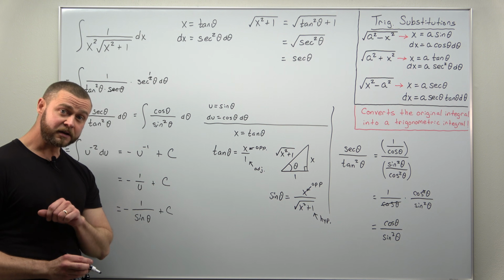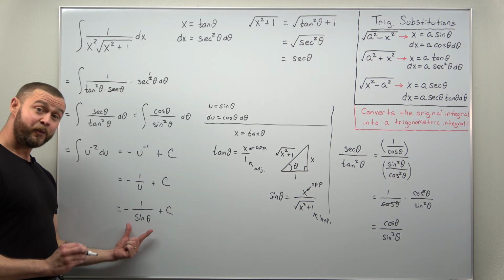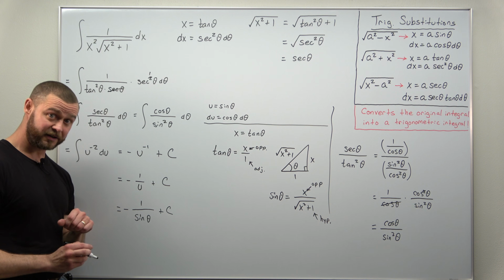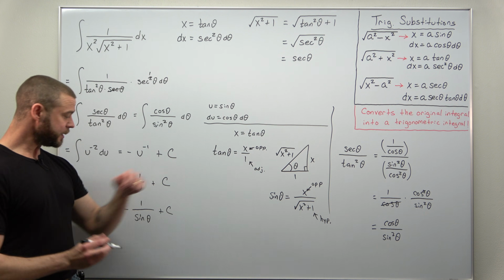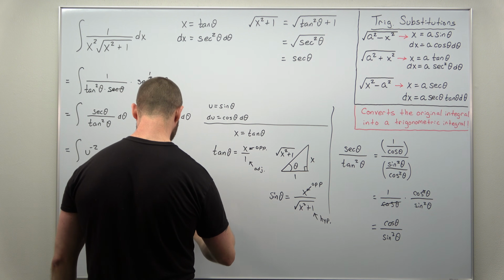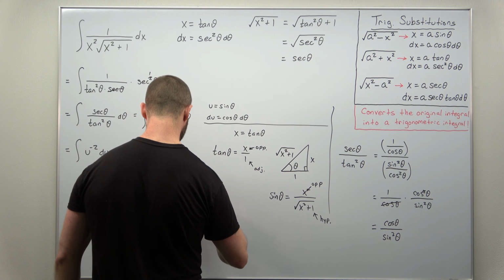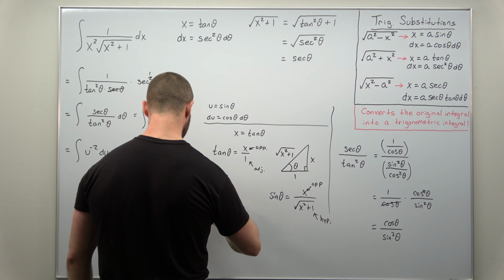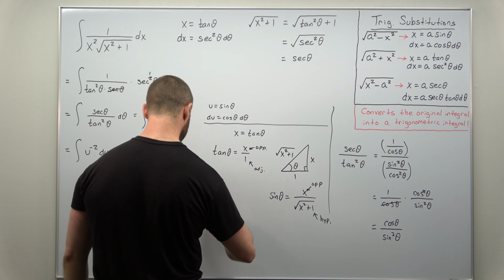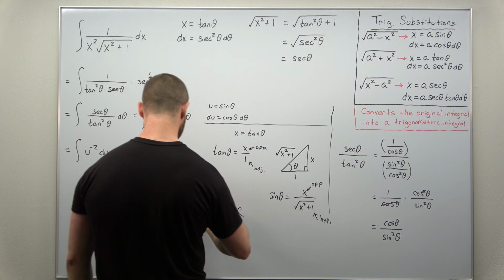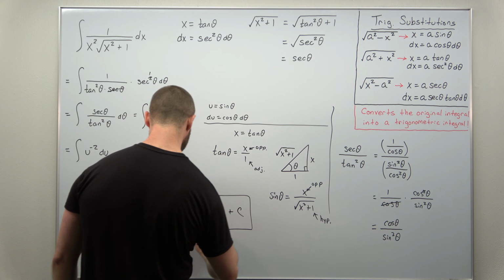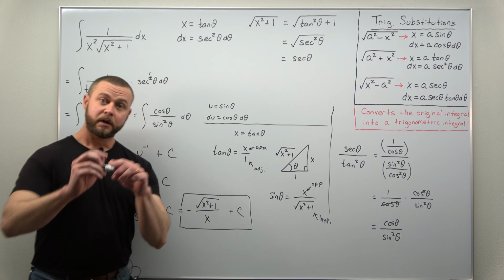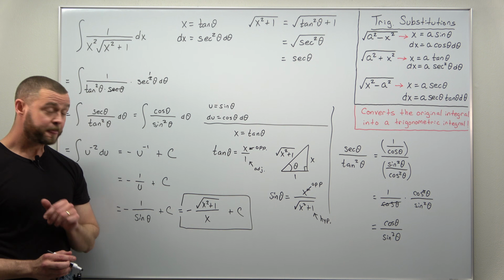And now we just need to recognize that sine of theta, we have it here as 1 over sine theta in the denominator. So we're going to go ahead and flip that, and we get our antiderivative. We have a negative. And just be careful to flip that. You get now the square root of x squared plus 1 over x, and plus c. And we get our antiderivative.